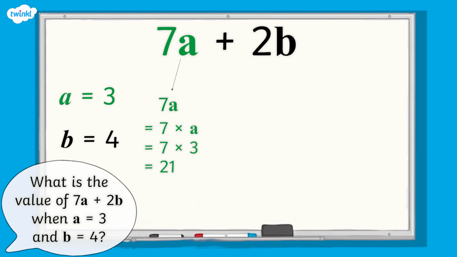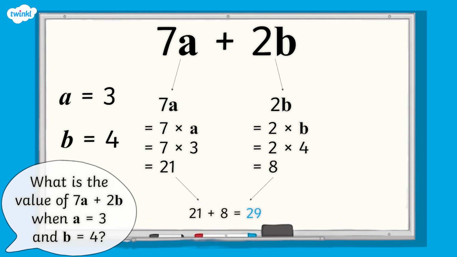Now let's work out the value of 2b. 2b equals 2 multiplied by b. b equals 4, so 2b is equal to 2 multiplied by 4, which is 8. Finally, we need to add the two parts together. 21 add 8 equals 29. Therefore, when a equals 3 and b equals 4, the value of 7a add 2b equals 29.